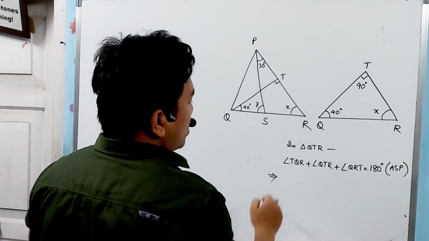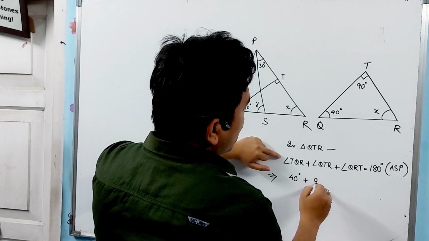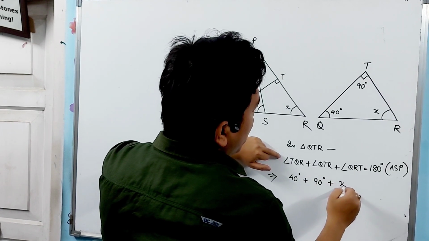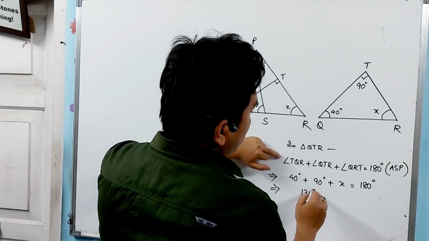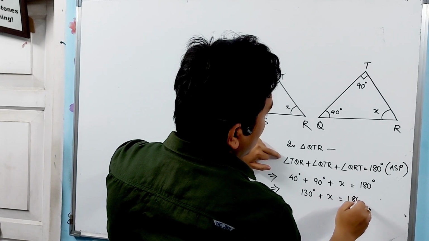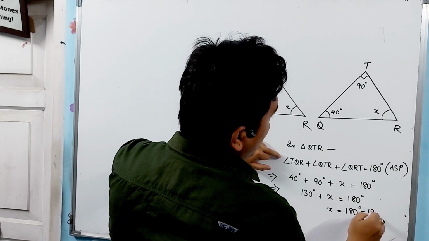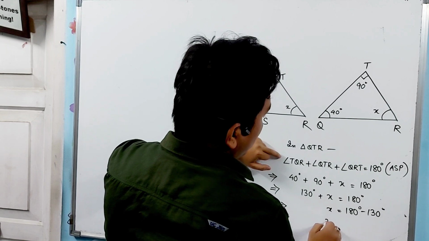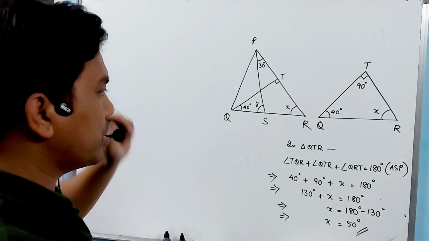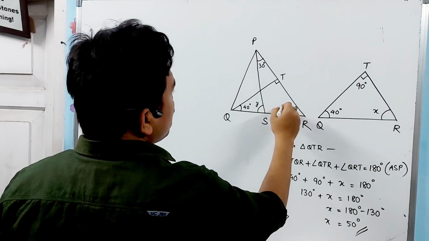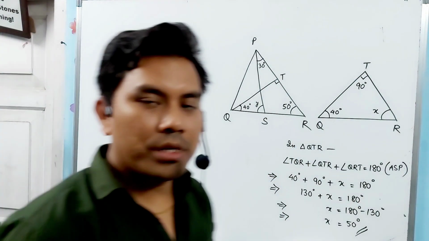So now TQR is already given. What is the value of TQR? It is 40 degree. QTR is given as 90 degree. QRT is given as X. So in that way we will get the value of X. 40 plus 90 is what? 130 degree plus X equal to 180 degree. So X will be equal to 180 degree minus 130 degree, and we got X equal to 50 degree. So we got this angle 50 degree. Is it clear? Very simple.